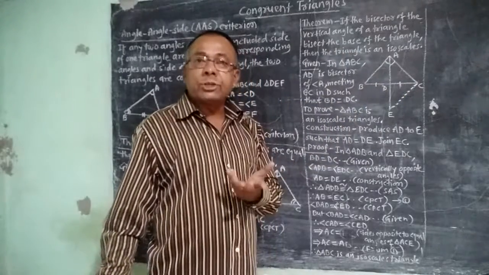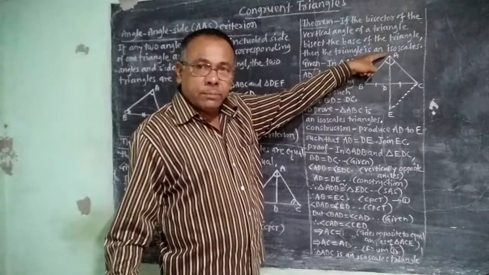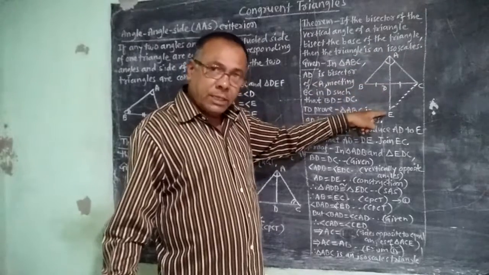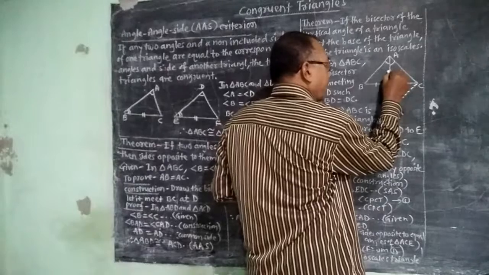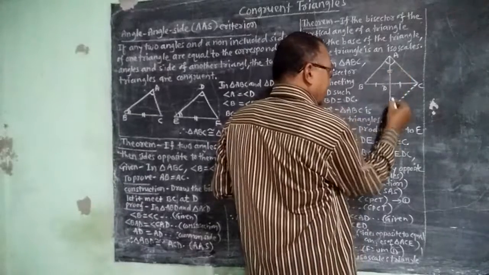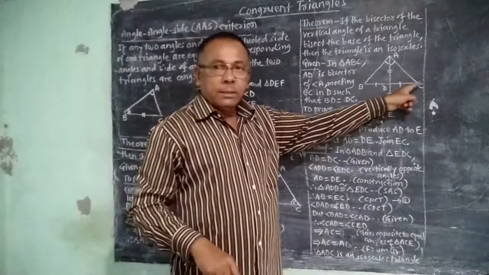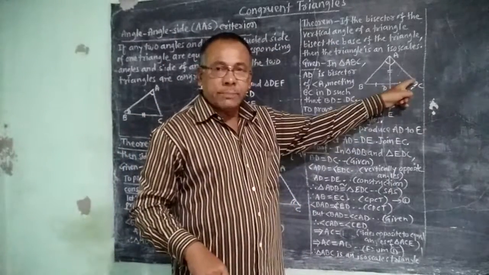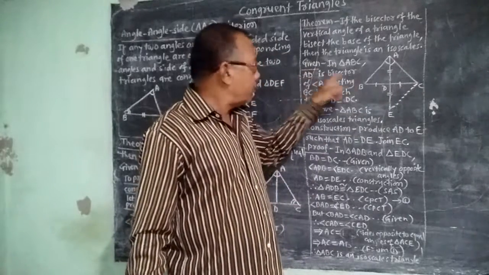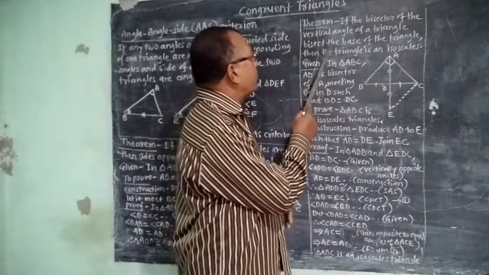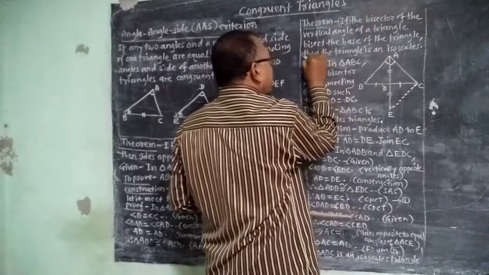Then the next construction we have to do here is to produce the bisector AD to E such that AD is equal to DE, means length of AD and length of DE are equal, and then join segment EC or draw the segment EC. Here, given means we have to write the information of the figure. Here we have to write if and then.